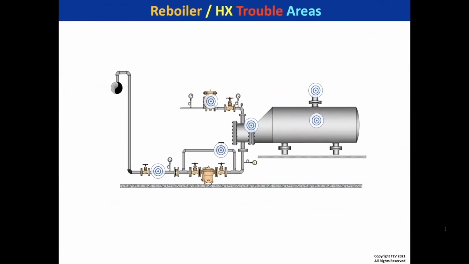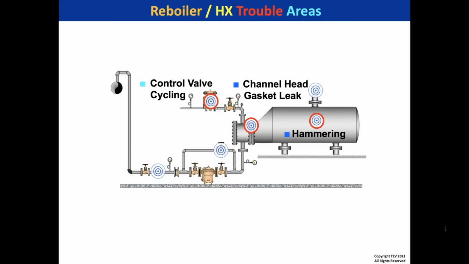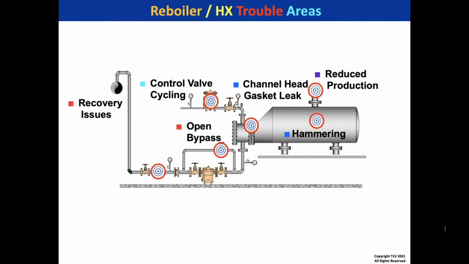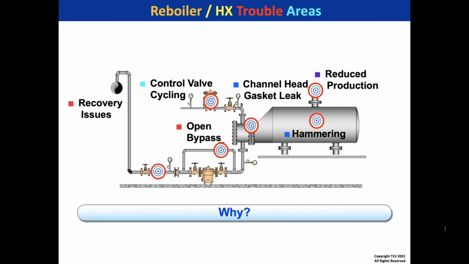Let's take a look at reboiler trouble areas. We can have hammering, channel head gasket leaks, and right now everyone's probably shaking their head, control valve cycling, reduced production, and either condensate waste to grade or an open bypass. Open bypasses can bleed steam and create a lot of recovery issues: hammer in a return header, elevated back pressures, condensate line blowouts. Probably shaking your head again, right? Okay. So why does this happen?